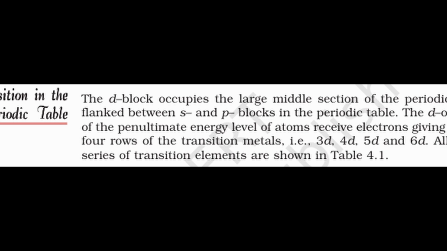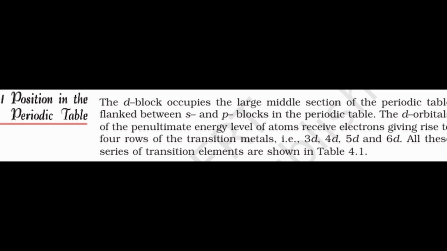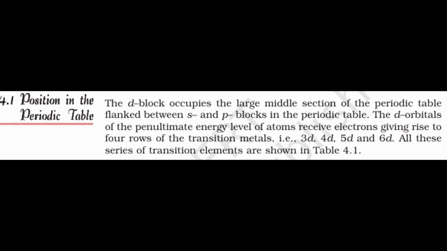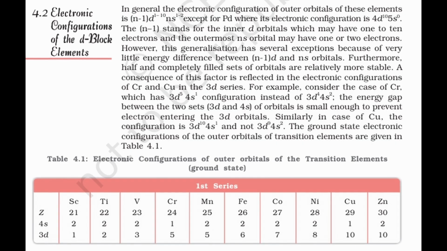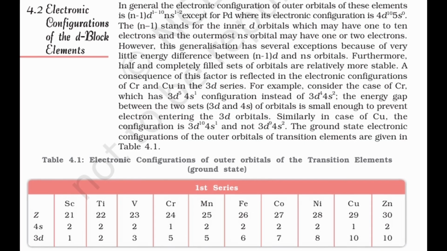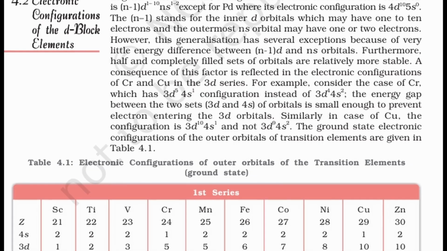The D block elements occupy the large central region of the periodic table, placed between the S and P blocks. In these elements, electrons begin to enter the D orbitals of the penultimate, or second-last energy level. This creates four transition metal series: 3D, 4D, 5D, and 6D. Their general outer electronic configuration is (n-1)d 1 to 10, ns 1 to 2, with a few important exceptions.